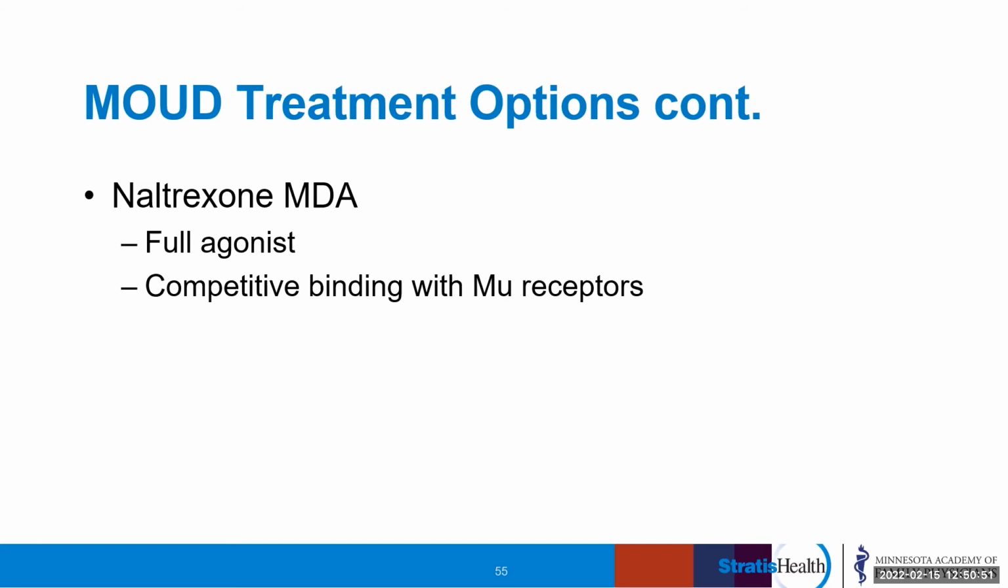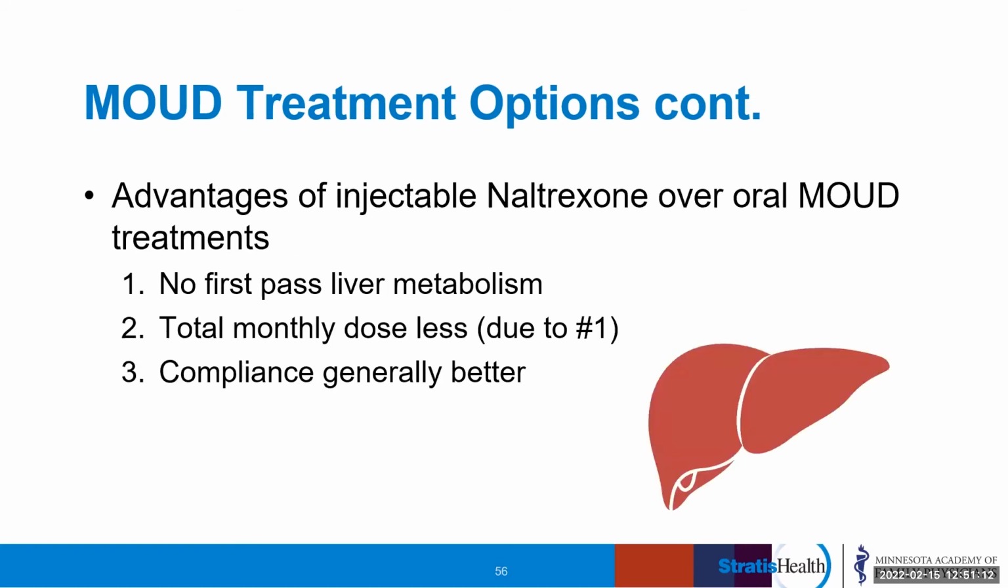So when we look, again, this is a full antagonist. That was the one mistake I found in the slide deck. It's actually a full antagonist, and clearly has competitive binding with the mu receptors with other opioids. But it's strongly attached, so it has a high affinity. Once it attaches, it's pretty difficult to push off. You can, but it's difficult. So what are the advantages of that injectable naltrexone?